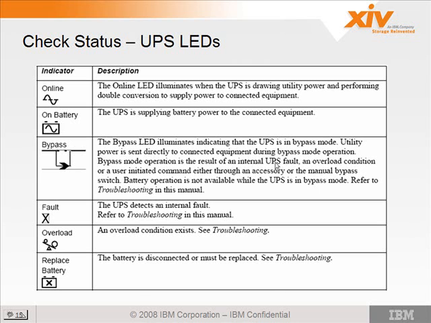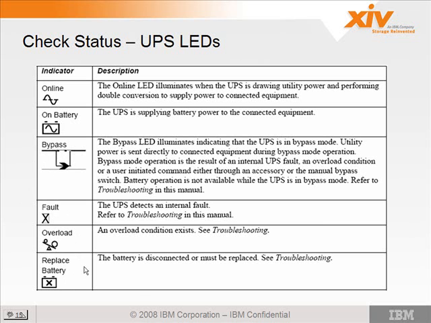So that means it won't supply power from the battery. It'll supply direct power from the utility power. That's why we want to make sure the switch on the back during installation is set to online and not to bypass. There's a fault indicator, an overload indicator, and an indicator if a battery is supposed to be replaced.